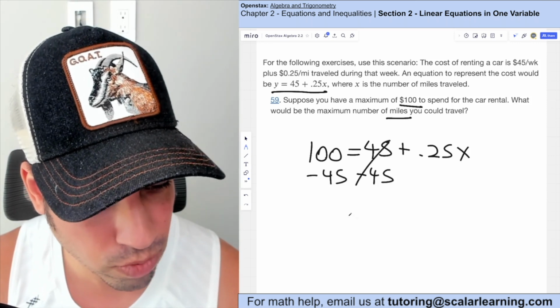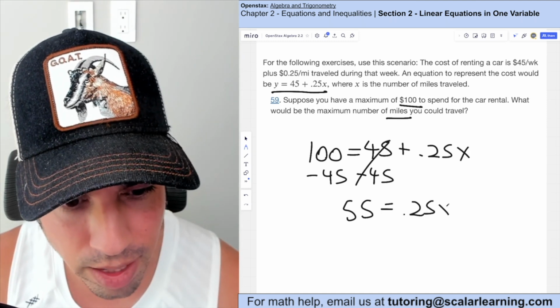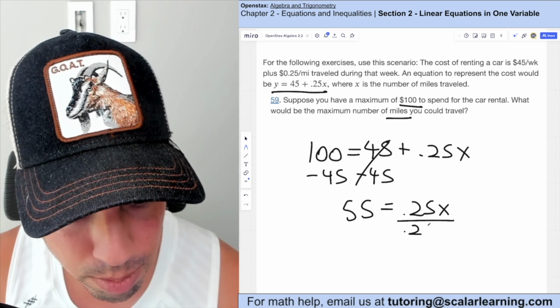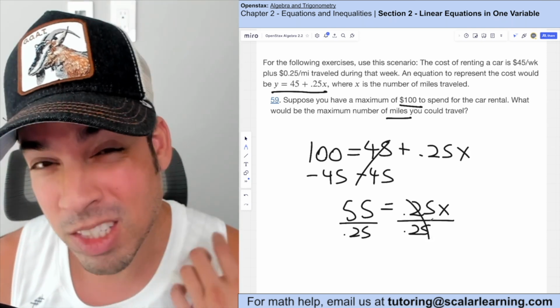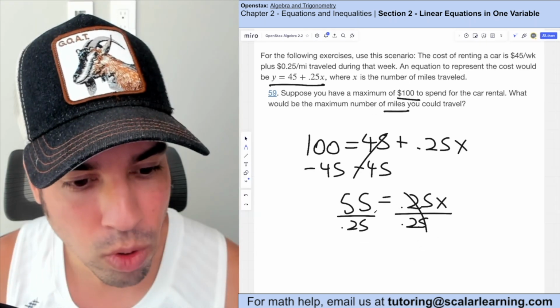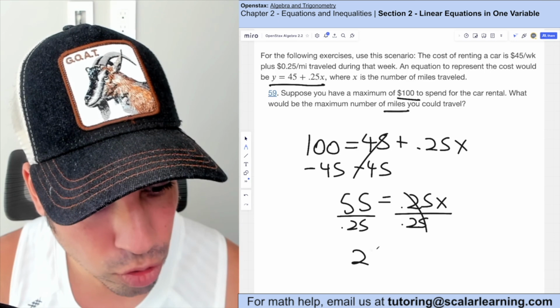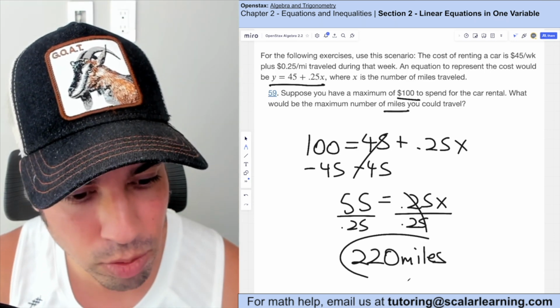So I'm going to minus 45 from both sides. And we get 100 minus 45 is 55 equals 0.25x. Then we're going to divide by 0.25 on both sides. And the cool thing is dividing by 0.25 is just like multiplying by 4. So we can actually do this mentally. 4 times 55 is 220. So it's 220 miles. Boom, done.